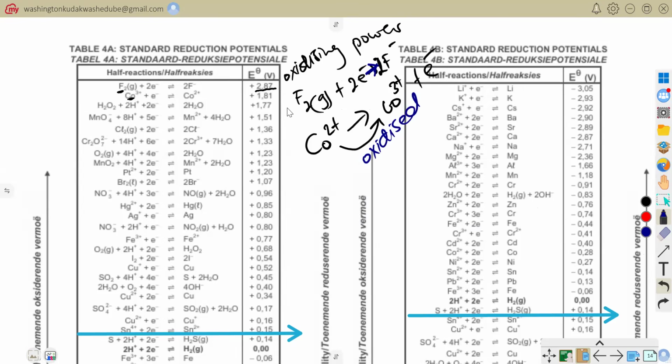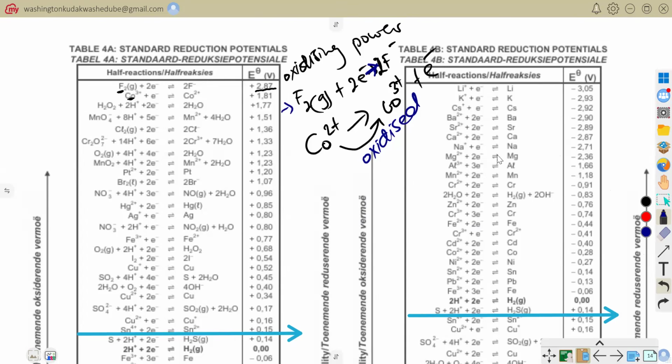So you can see that fluorine has a higher oxidizing power. It can oxidize cobalt. So fluorine would oxidize everything that is below it. In actual essence, fluorine would react in this manner every time that it is reacting with everything that falls below it.